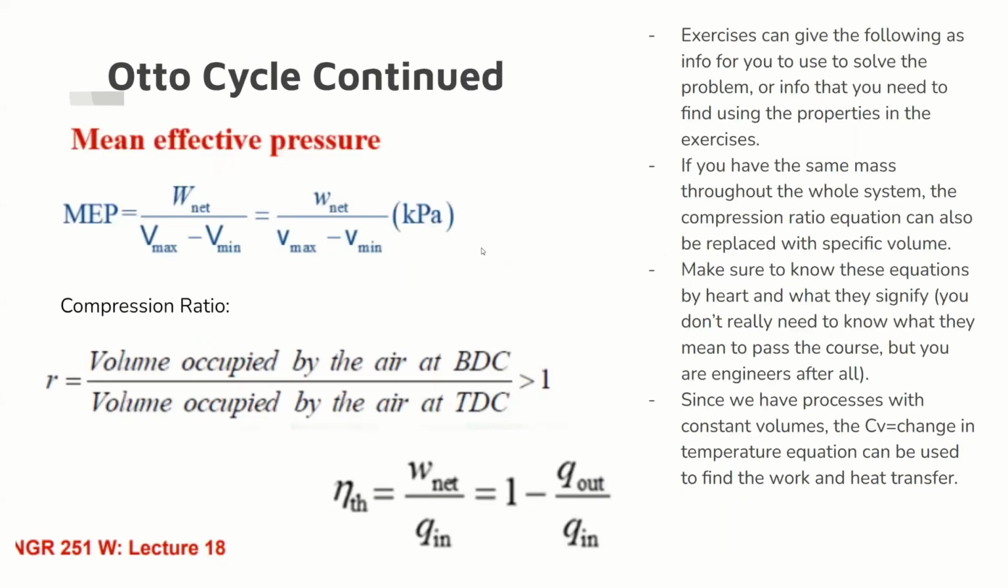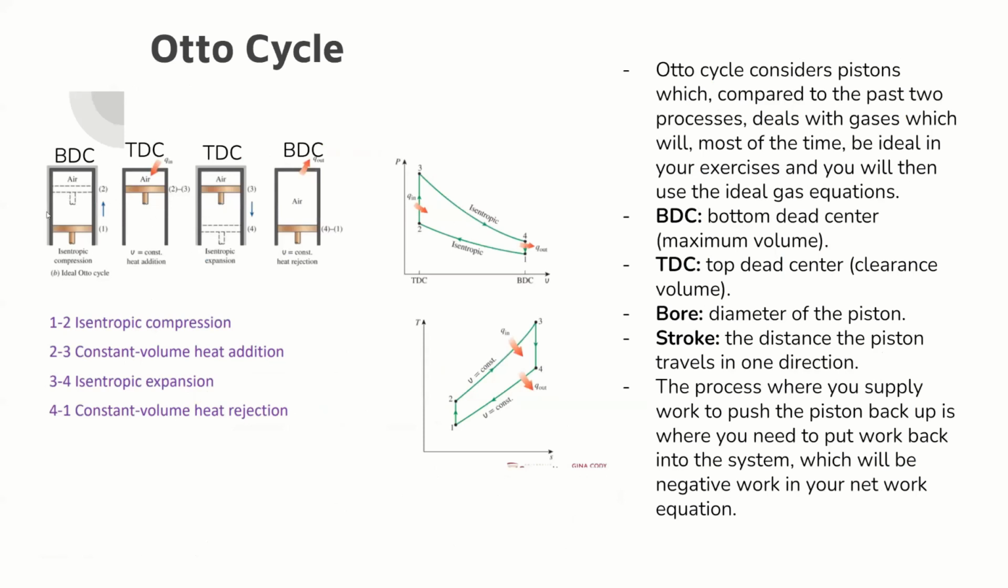Okay, the Otto cycle not only has thermal efficiency right here at the bottom, but it also has mean effective pressure. So an exercise can ask you, hey, what's the mean effective pressure of Otto cycles? And that's just the net work divided by the difference in volume. So the difference in volumes between your strokes, when the piston is all the way at the top and when your piston is all the way at the bottom.